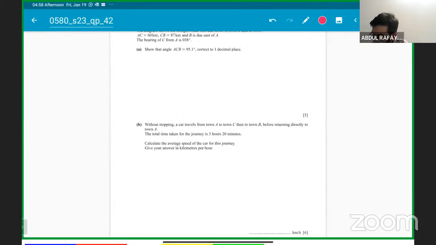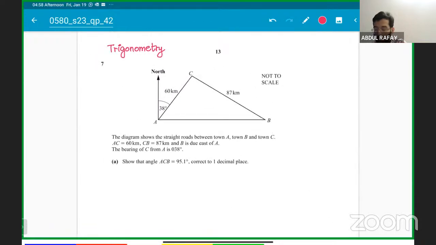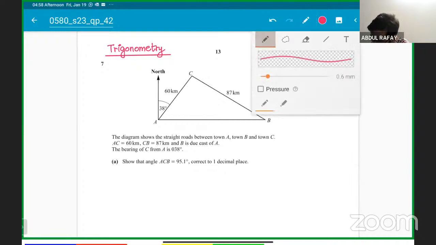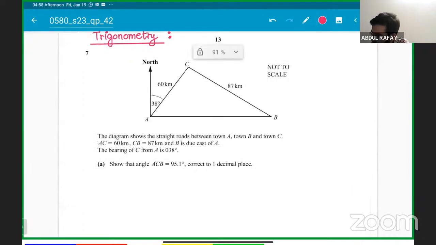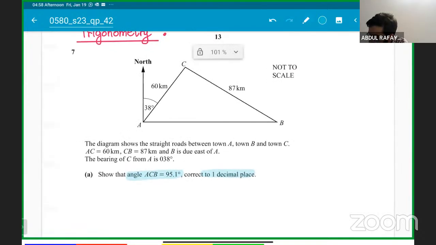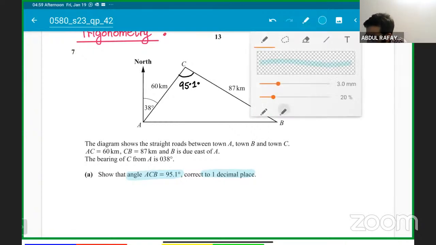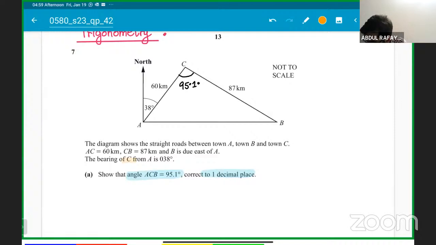Okay, so let's start and understand how we are going to solve this question. We have a trigonometry question. Question number 7: we have to show that angle ACB is 95.1 degrees correct to 1 decimal place. What we have been given, sir, is that the bearing of C from A is 38 degrees. This is 38 degrees given to us, sir. Everyone with me following?